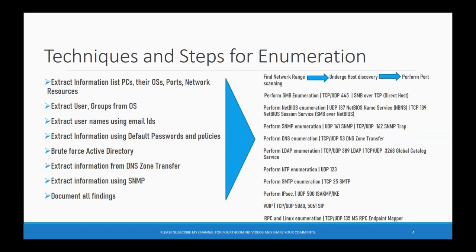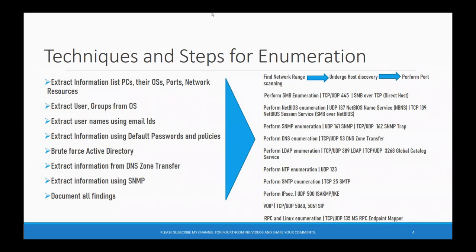Then the next is TCP 139, NetBIOS session service, SMB over NetBIOS. It is used to transfer files over a network. System admins restrict this port on high priority. Improperly configured TCP port number 139.